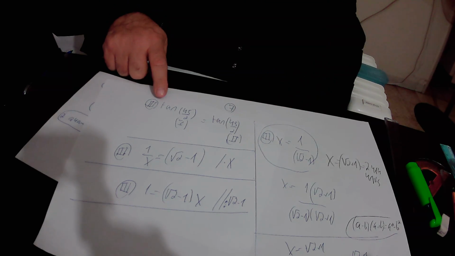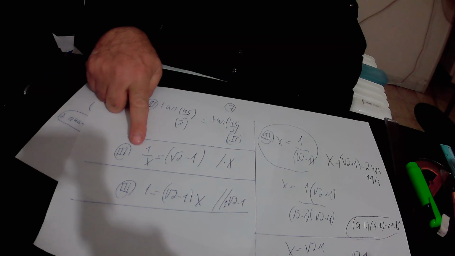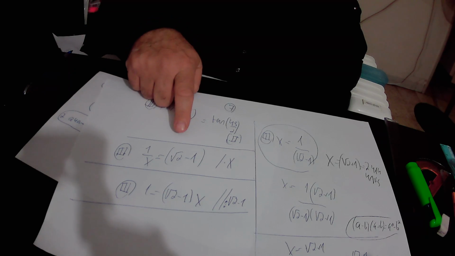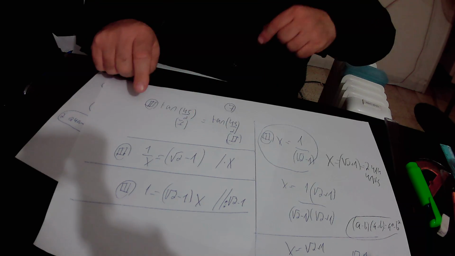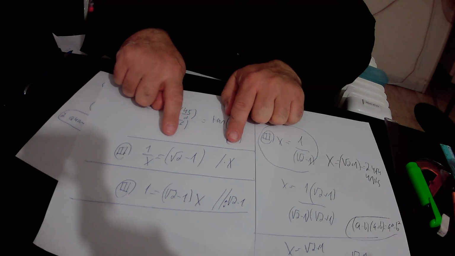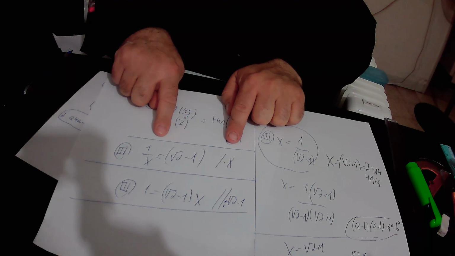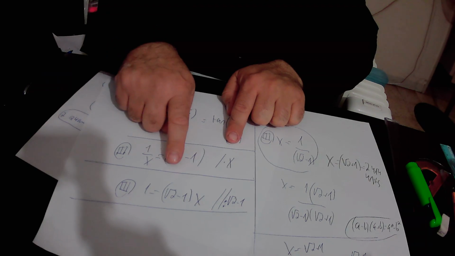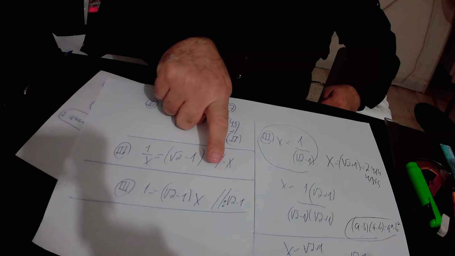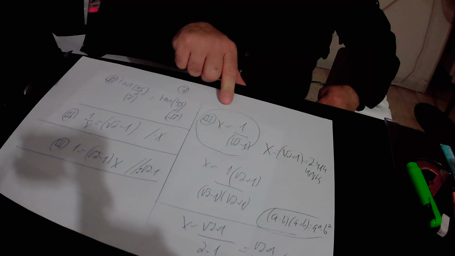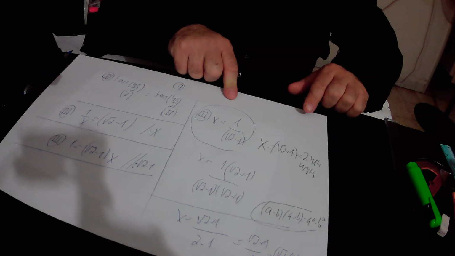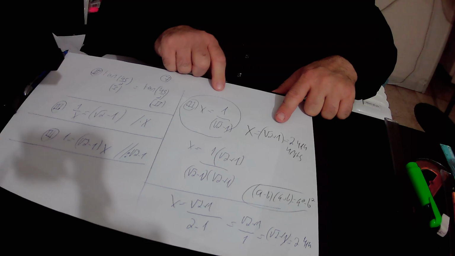Tangent of 45 over 2 degrees according to equation number 1 is 1 over x. It must be equal to tangent of 45 over 2 degrees according to equation number 2, that is the square root of 2 minus 1. So in conclusion, according to equation number 3, 1 over x equals the square root of 2 minus 1. Here we multiply this equation by x and find that 1 equals the square root of 2 minus 1 times x. Then we divide equation number 3 by the square root of 2 minus 1, and finally find that x equals 1 over the square root of 2 minus 1.